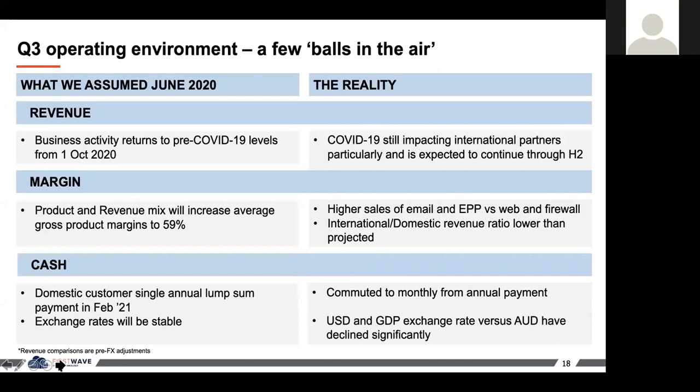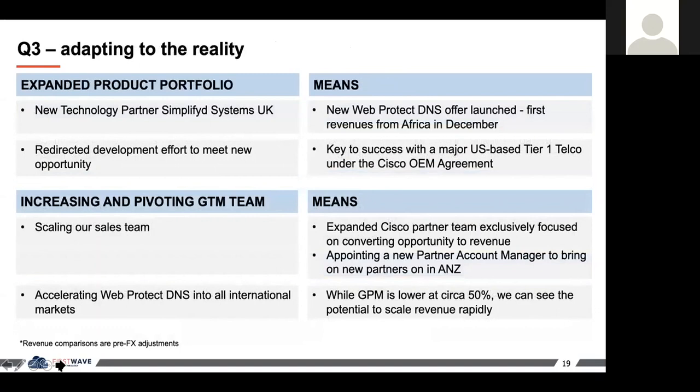Okay, with the scene set, I'm now going to move on to slide 19 to update you on what we are doing about this right now. Firstly, we've proactively moved to expand the product portfolio to give our BD and sales teams more options for our partners. We've brought on a new technology partner with a new web cybersecurity offering called WebProtect DNS, as I mentioned earlier, and we've already secured first revenues out of Africa.